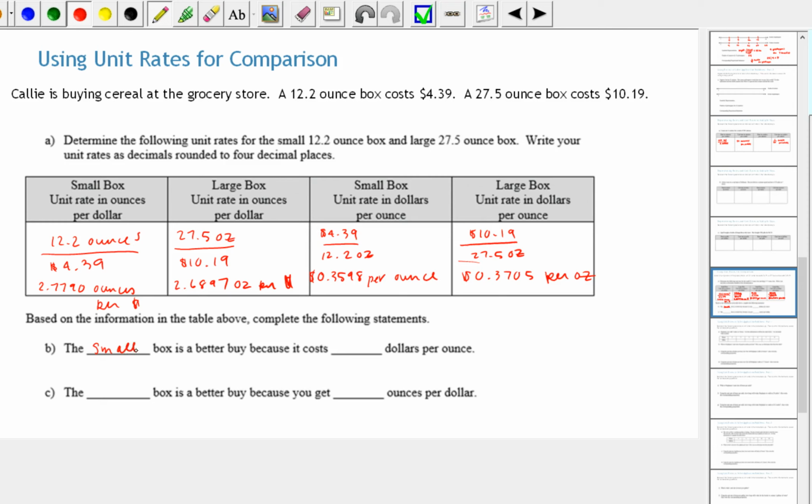I intentionally made it the small box because it's always a large box that's a bigger deal. The small box is better because it costs less dollars per ounce. Now here, looking at the unit rates in dollars per ounce, did I just write that wrong?